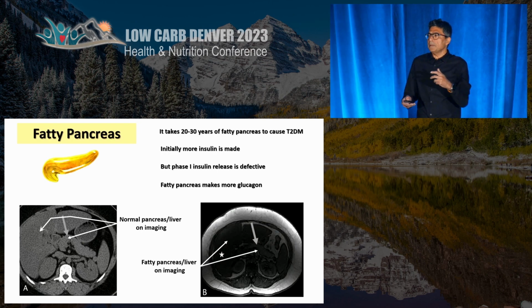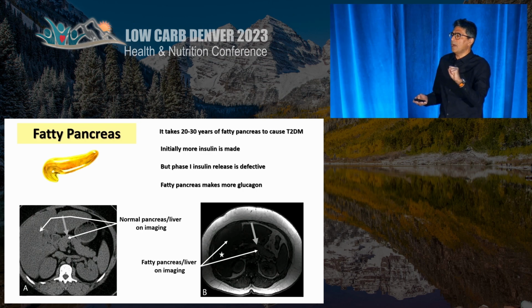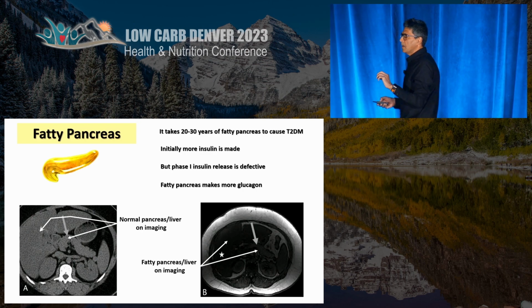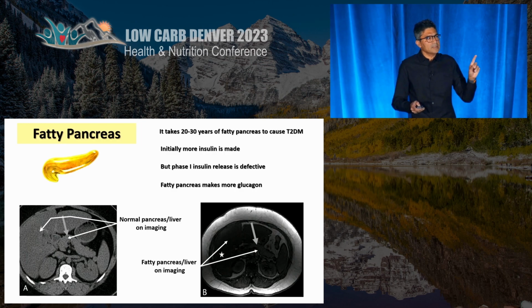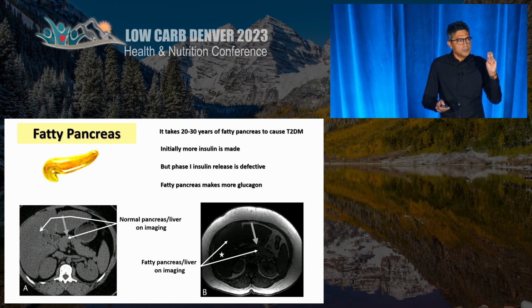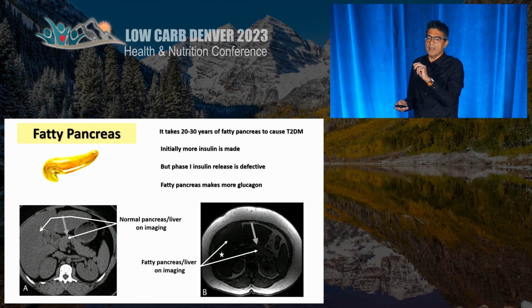Now, I have several patients who tell me, "Doc, I have had a marginally elevated hemoglobin A1C for about 10 to 15 years, it means nothing." But what they need to realize is that it takes 2 to 3 decades of a fatty pancreas before you progress to type 2 diabetes.